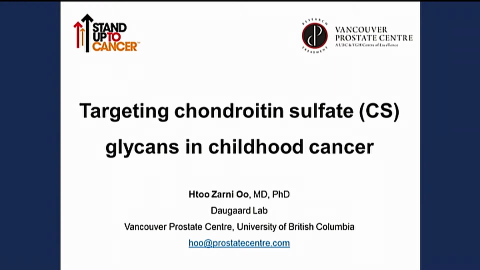Today I would like to talk about cancer-associated sugar chain modification and using this evolutionary strategy to target the cancer cell in childhood malignancy.